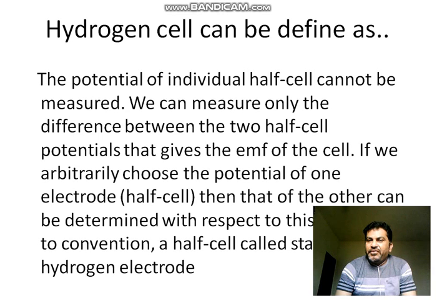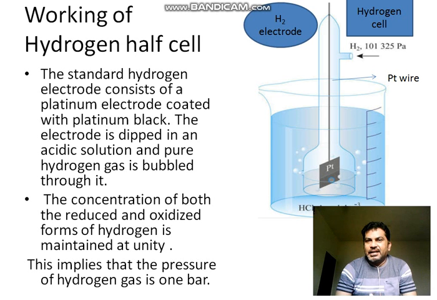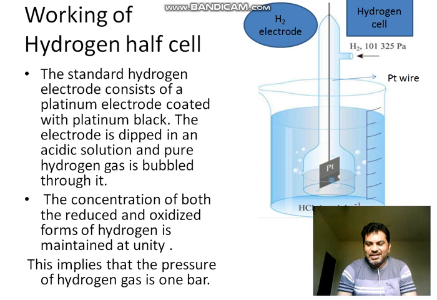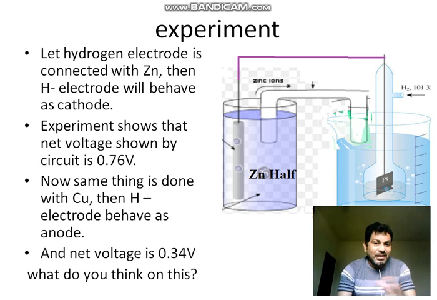If we arbitrarily choose the potential of one electrode, then that of the other is with respect to this half cell. Okay, so a half cell having no potential is the hydrogen electrode. So that is the introduction, and just now what I was talking about, the experiment is coming. First see this experiment, then we will come back to that.